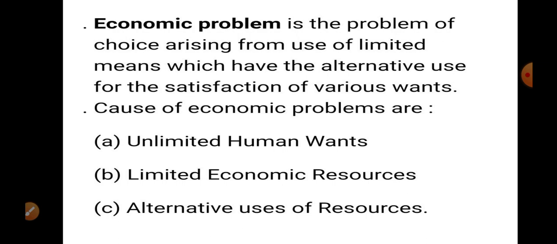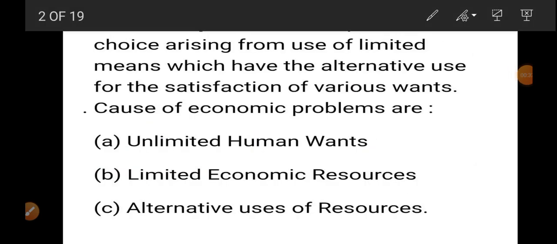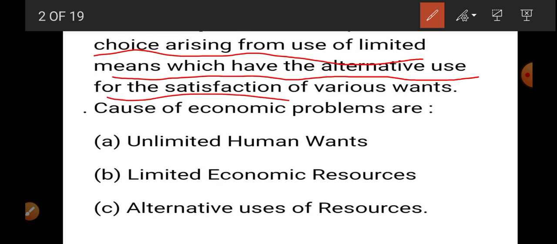So, first of all, in this chapter, we are going to understand what is economic problem. Already we had discussed in statistics, economic problem is all about selection. Yeah, it is related to problem of choice. Here it is also written that problem of choice arising from use of limited means which have alternative use for the satisfaction of various wants cause of economic problem. So first of all, economic problem is selection, problem of selection or problem of choice.